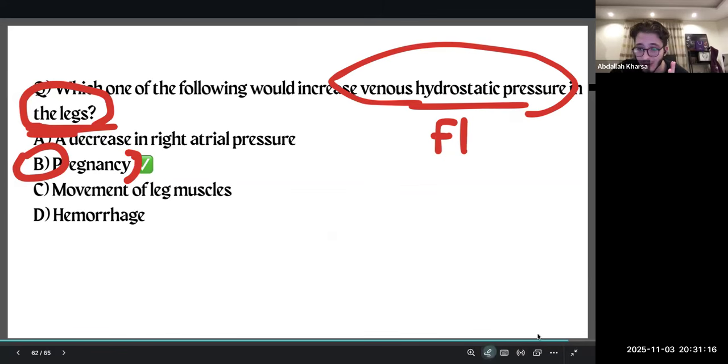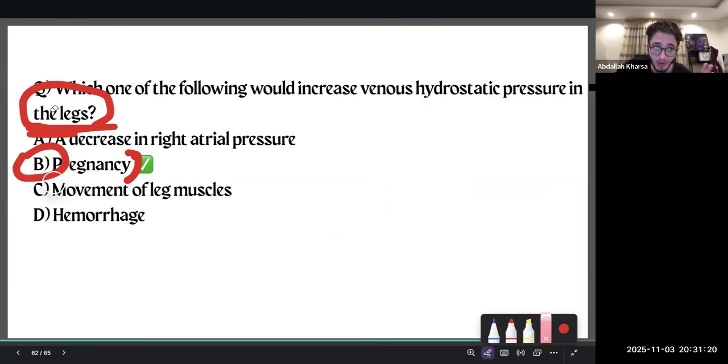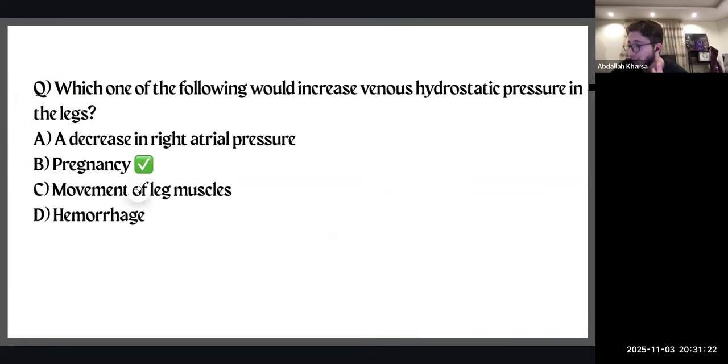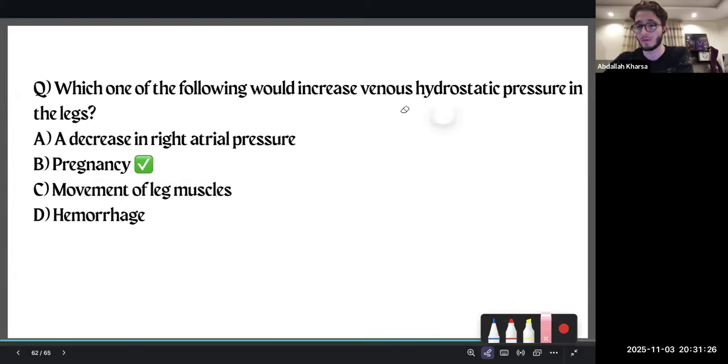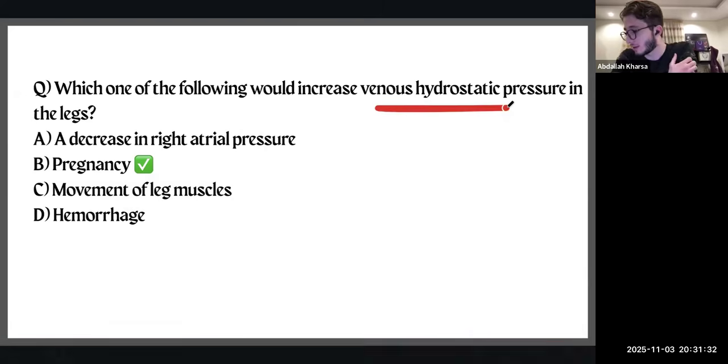But this is a real question. I didn't make this up. All of these questions that are in the slides are either from Guyton or past questions. That's edema. Yes, this will cause edema. You're completely right. If the hydrostatic pressure gets really high, this can cause edema. Does everyone understand this? Does this make sense?